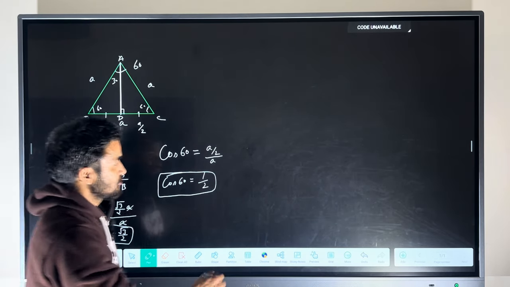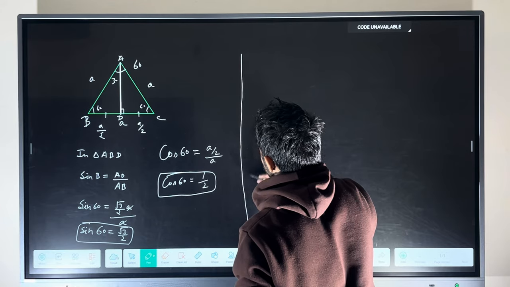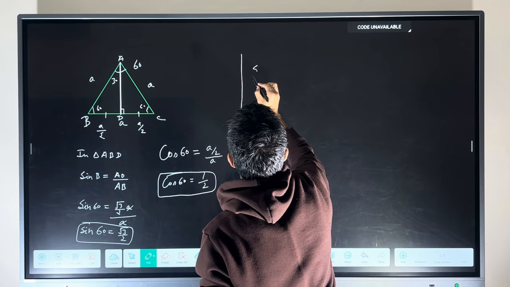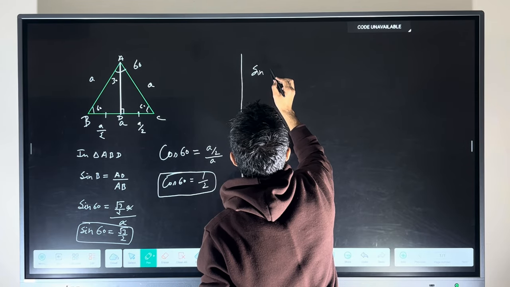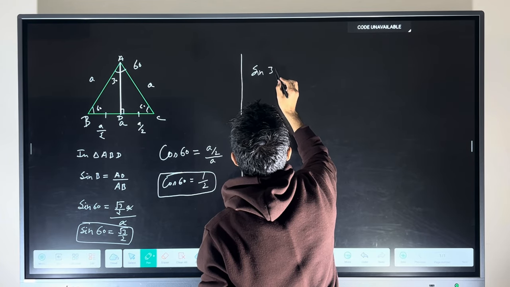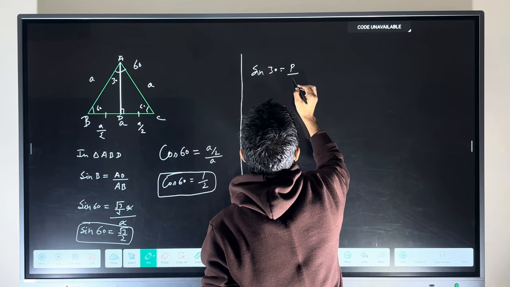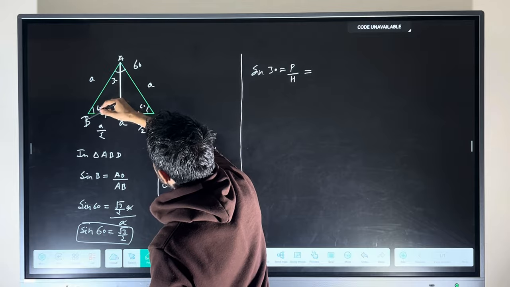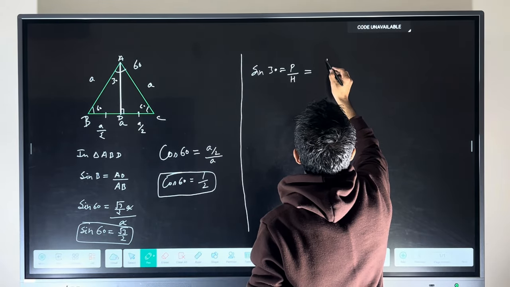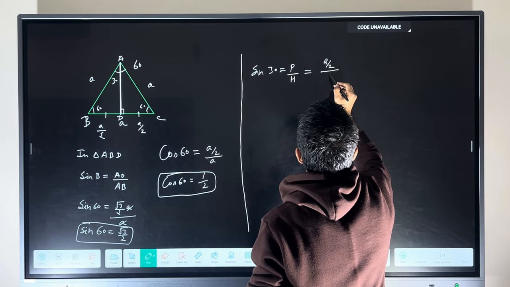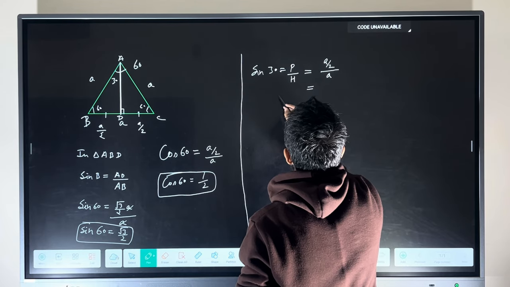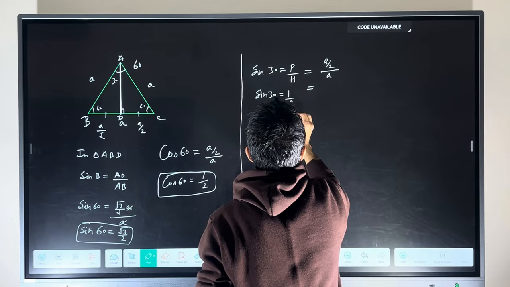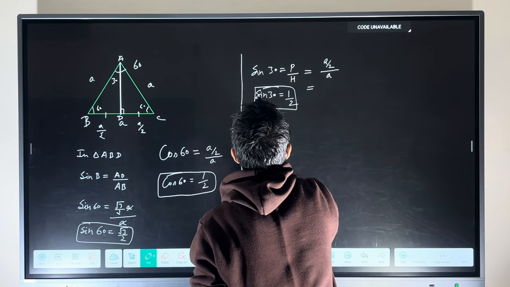Now if we see angle BAD, that is 30 degrees. Sine 30, again perpendicular upon hypotenuse. For this angle, the perpendicular is BD, and the value of BD is A by 2. The hypotenuse is A. So sine 30 is equal to 1 upon 2.